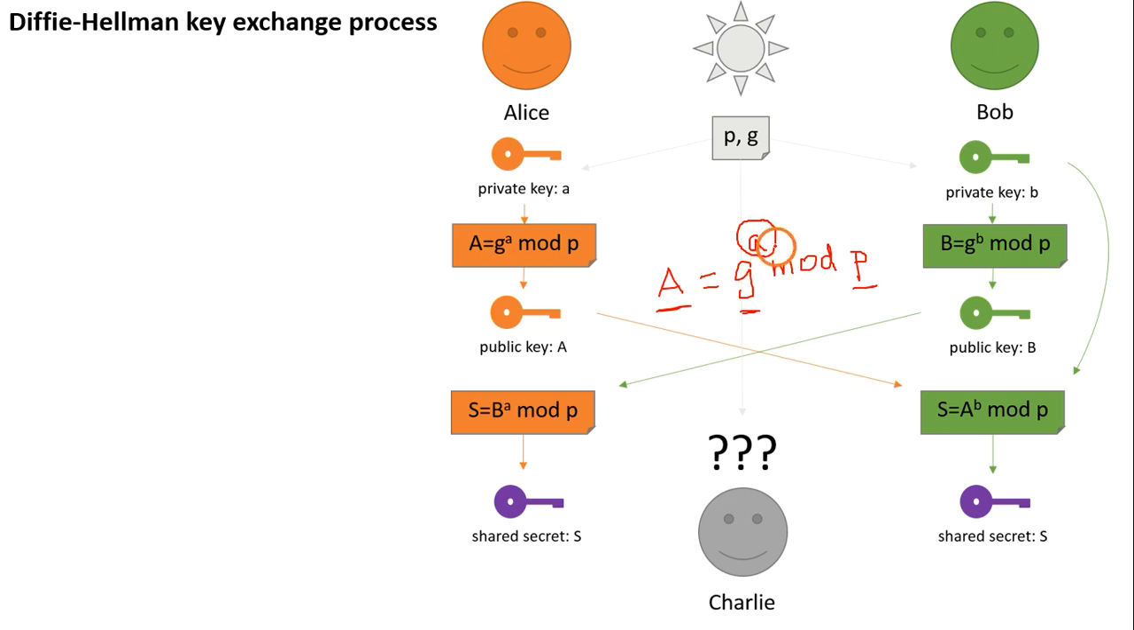Now, even if Charlie tries to brute force the value of small a, it is not possible. It is impractical. It takes a very long time. By that time, Charlie might be dead also. Why? Because I told you at the beginning that the value of P is very large, so it is impossible to brute force the values of small a and small b.